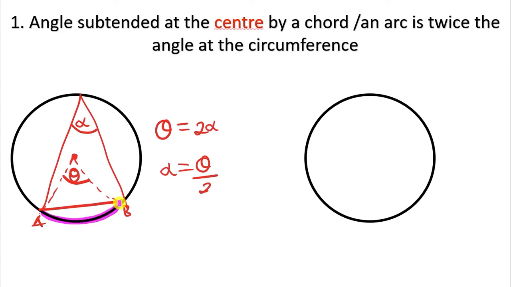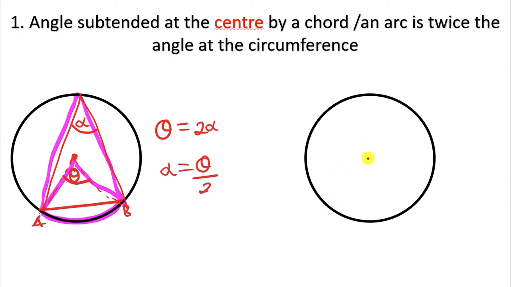Yeah, the arc is having an angle at the center. This is the angle that the arc is having at the center. And the same arc is also having another angle, indeed, at the circumference. Okay, so that is the property here. Now, this property can be expressed in different forms. So let's consider another form here.